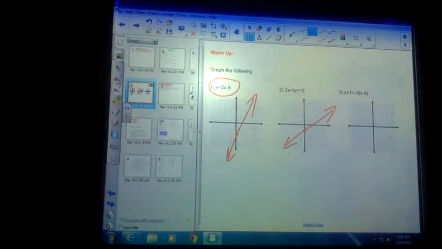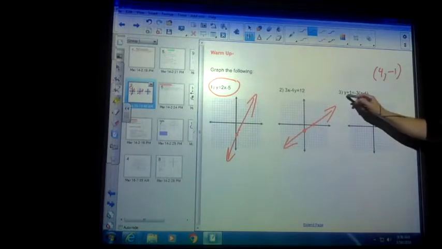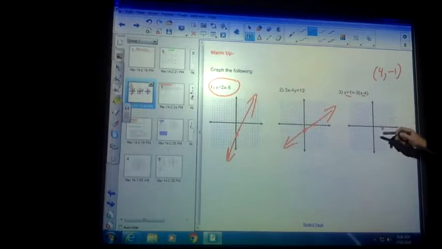Okay, that's cover method, first semester. This one was point slope, so this tells me that I have a point at 4, -1, because you do opposite here and here. So 4, -1, and I have a slope of down 3, right 1.